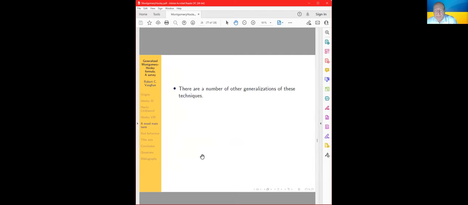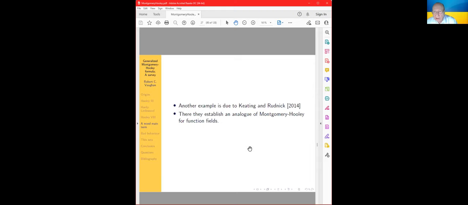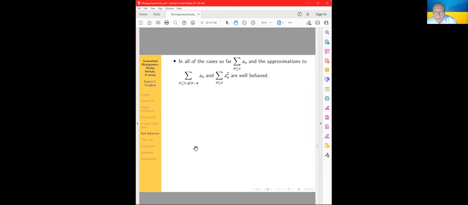I wanted to talk about generalizations. There are quite a few generalizations in the literature, some to algebraic number theory. There's a paper by Smith in 2010 for number fields over number fields, where the primes are now in number fields with certain properties. There's an example of Keating and Rudnick on an analog for function fields. In all of these cases so far, these things are well behaved.